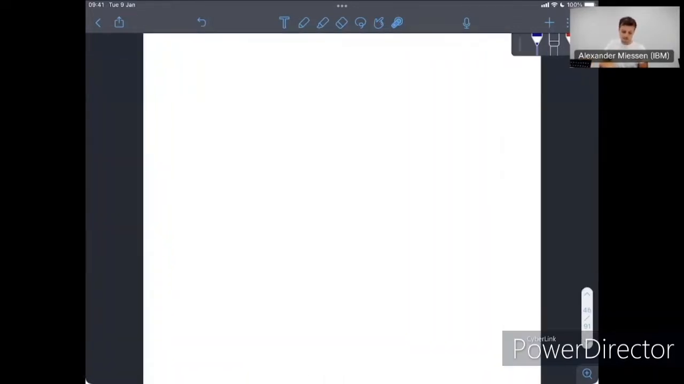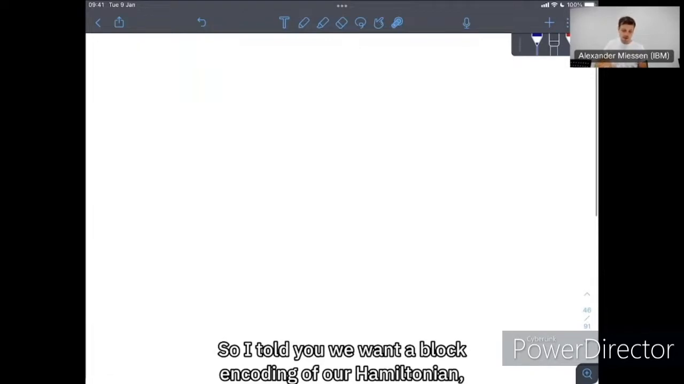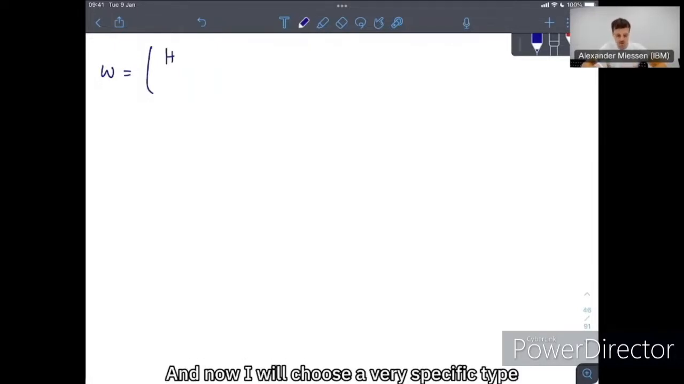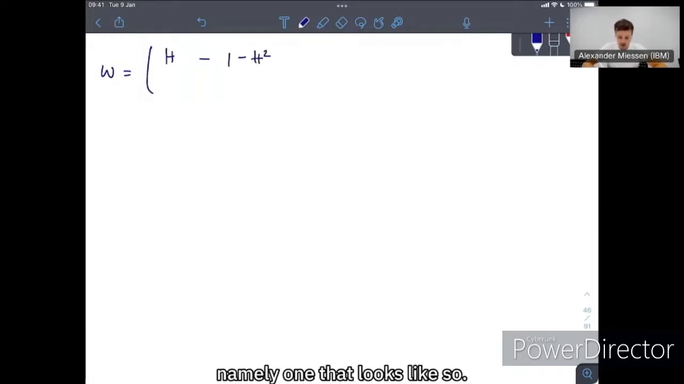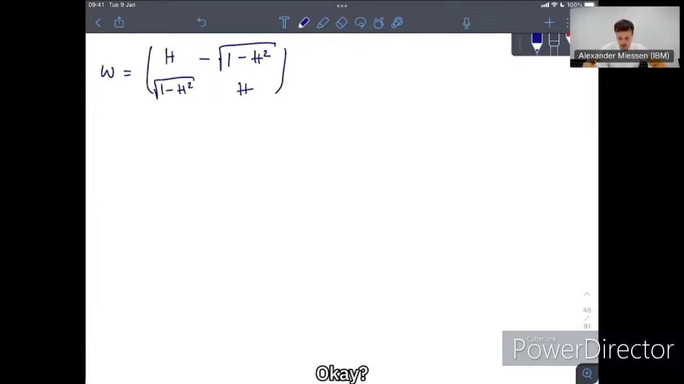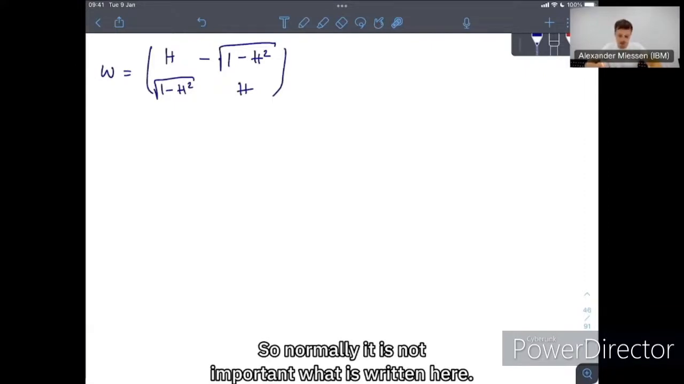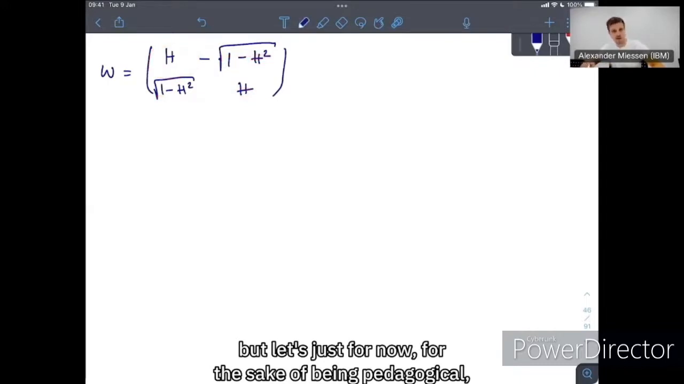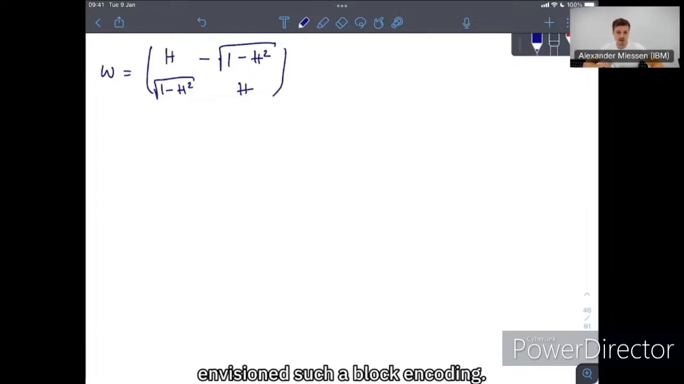All right. So I told you we want a block encoding of our Hamiltonian, yeah? So far we established this. Let's use a different color. So let's say we want some block encoding, okay? And now I would choose a very specific type of block encoding, namely one that looks like so. Normally it is not important what is written here, it's only important what's written here. But for the sake of being pedagogical, let's envision such a block encoding.